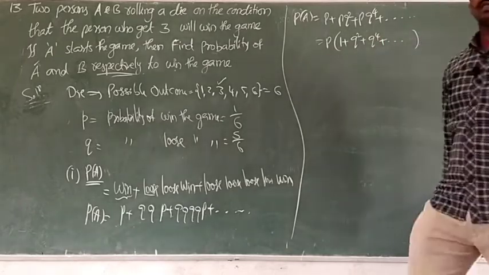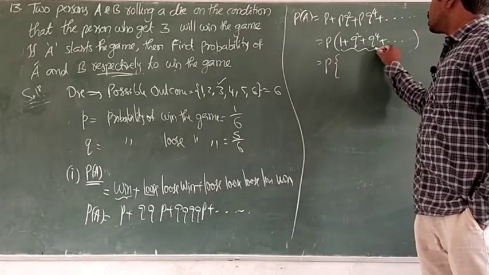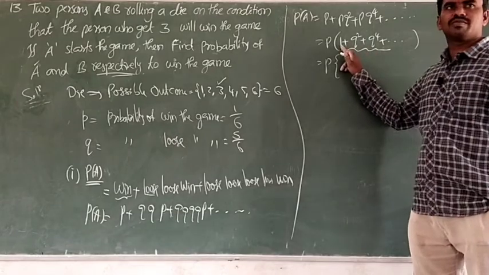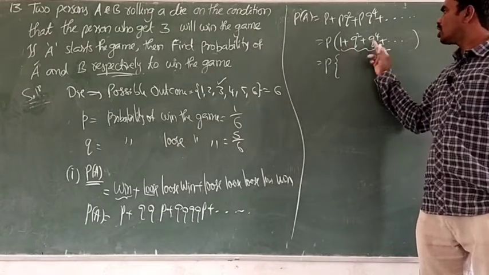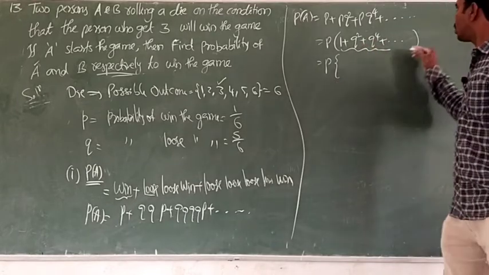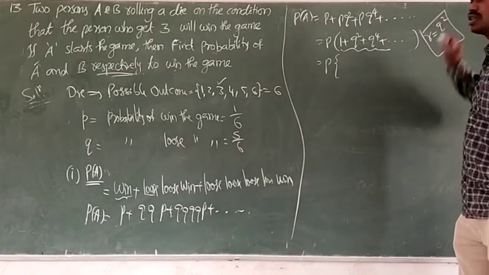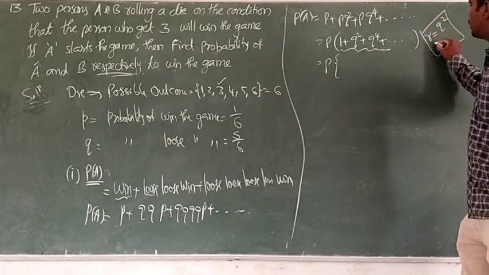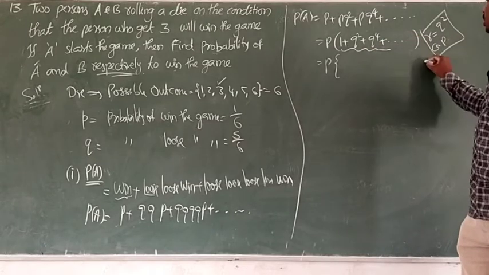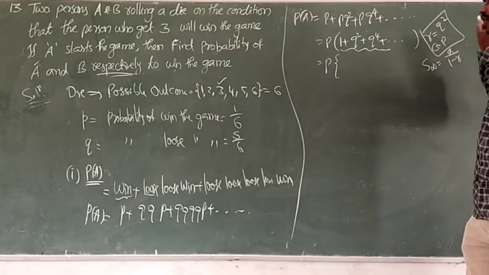Okay, how can we simplify this? P as it is, write down. Here this is in geometric progression. If you observe, second term by first term is nothing but q square. Third term by second term, q power 4 by q square, means q square only. So common ratio we get q square. Okay, this is a geometric progression. So the sum to infinity formula in geometric progression is a by 1 minus r. Do you remember this formula?